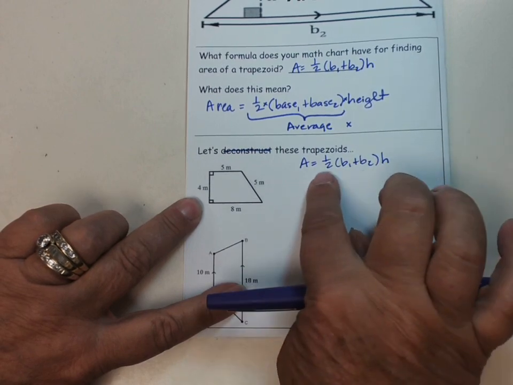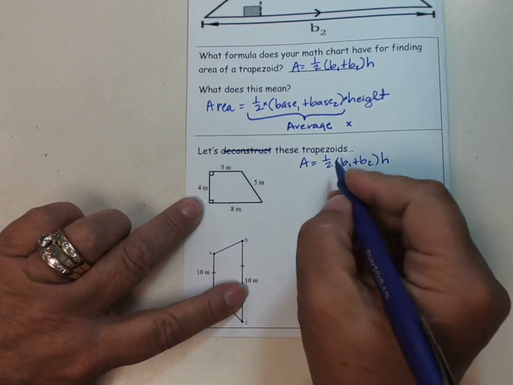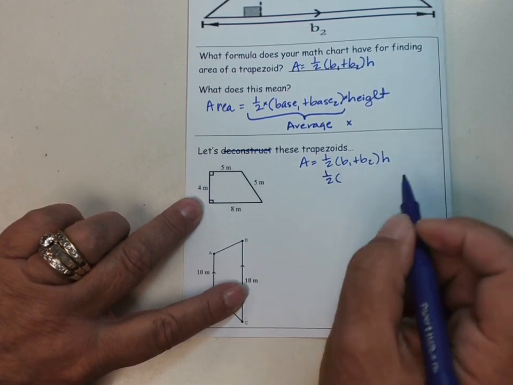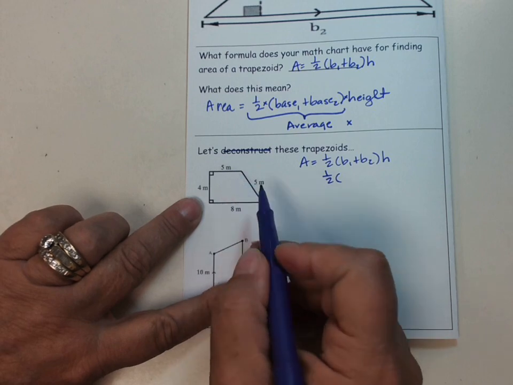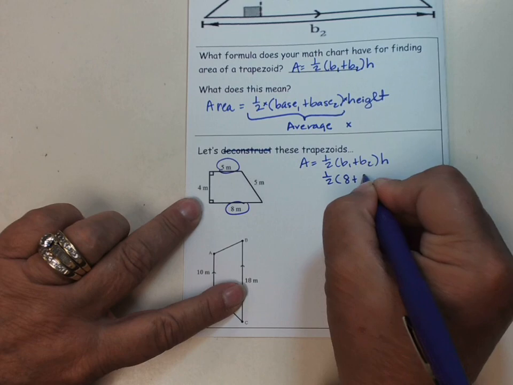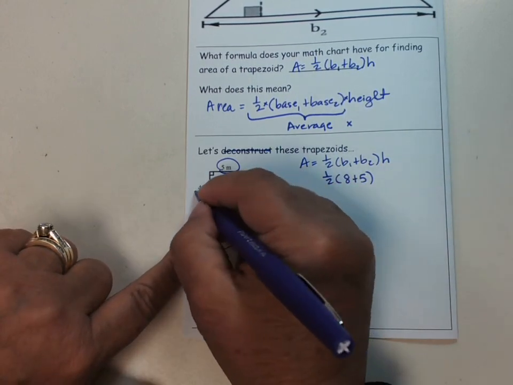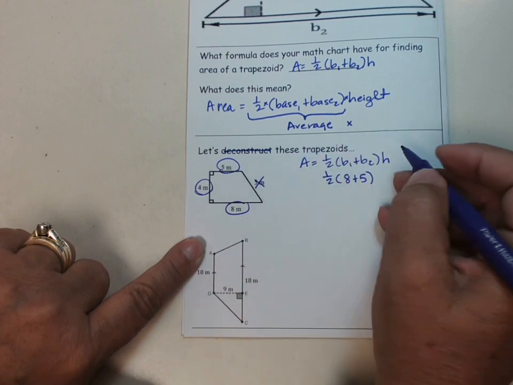You do not have to have this memorized. It's on your math chart. You can always have a math chart. So area equals 1/2. Okay, remember the bases are parallel lines. So 8 plus 5. And then we're going to multiply that by the height, which is 4. Do not use a diagonal.